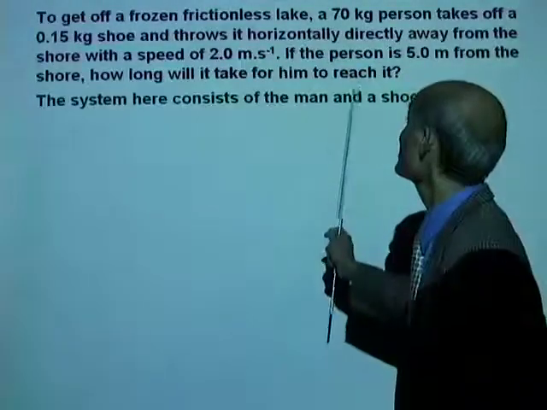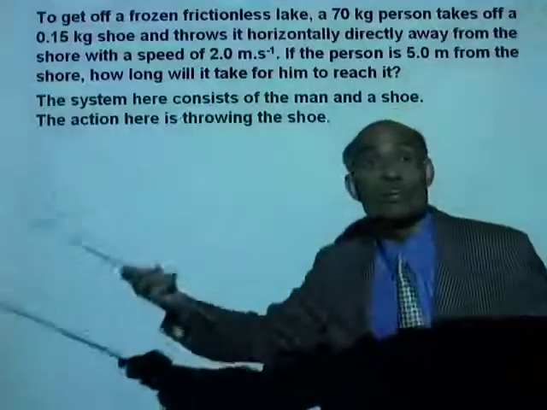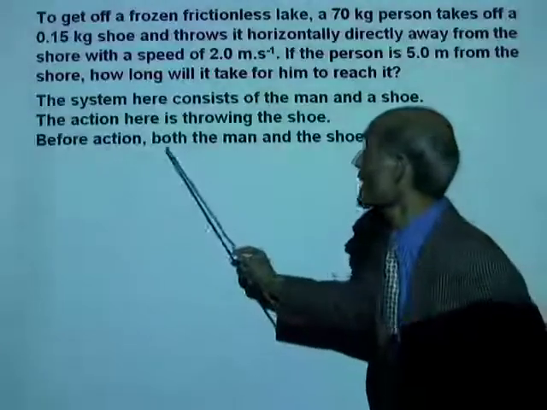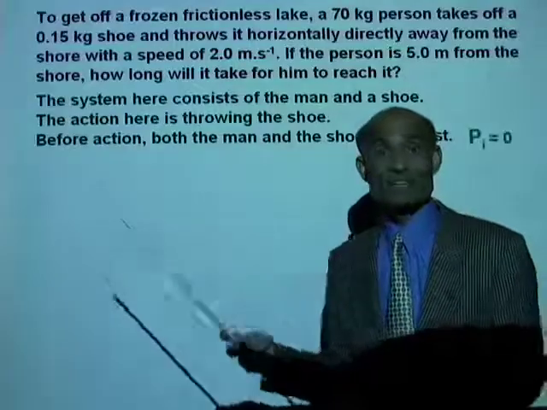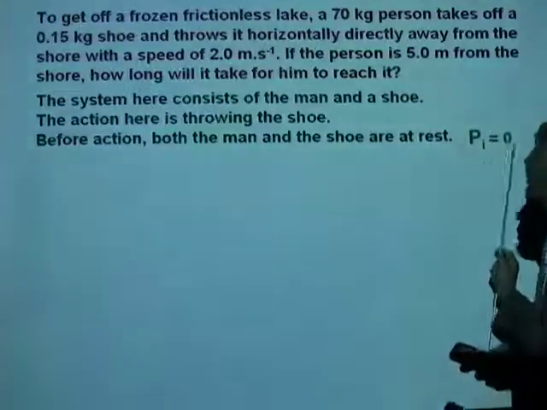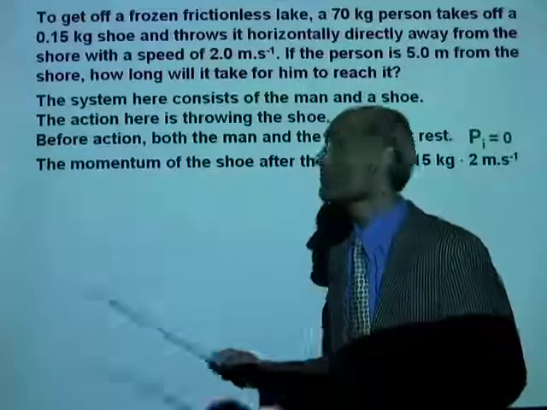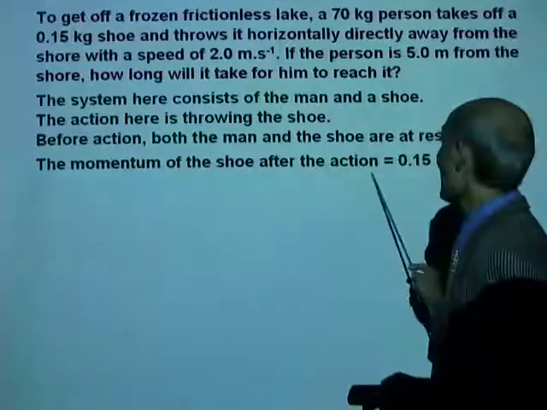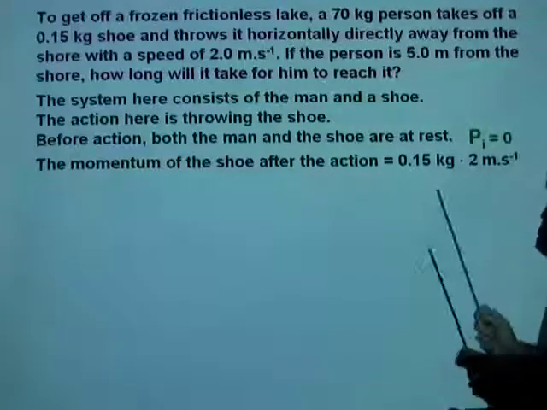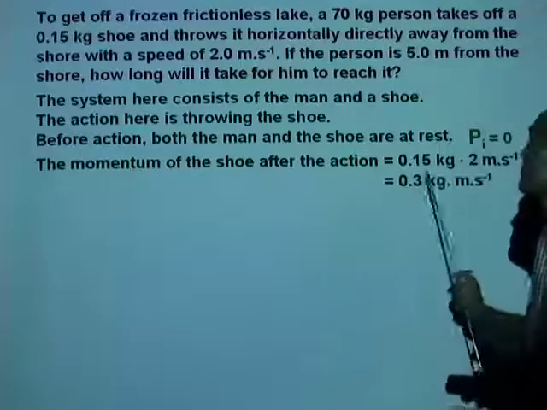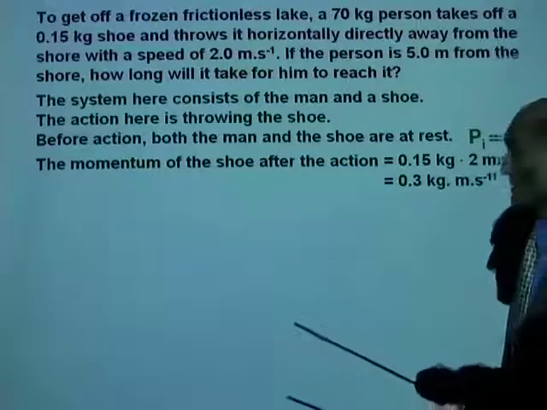Alright, the system here consists of the man and the shoe. The action here is throwing the shoe. Before the action, both the man and the shoe are at rest. So what is the total momentum before that action? The initial momentum before action is 0. The momentum of the shoe after the action is 0.15 kilogram times 2 meters per second. That will be 0.3 kilogram meter per second.